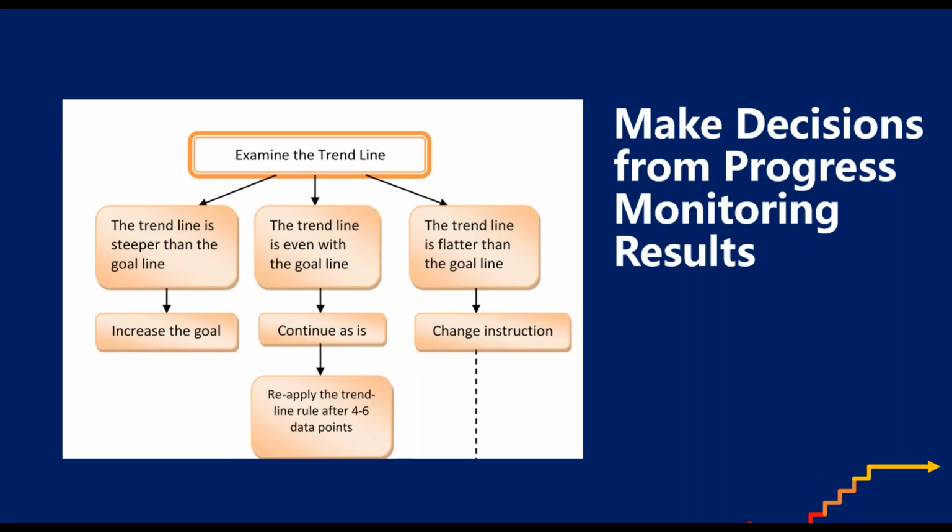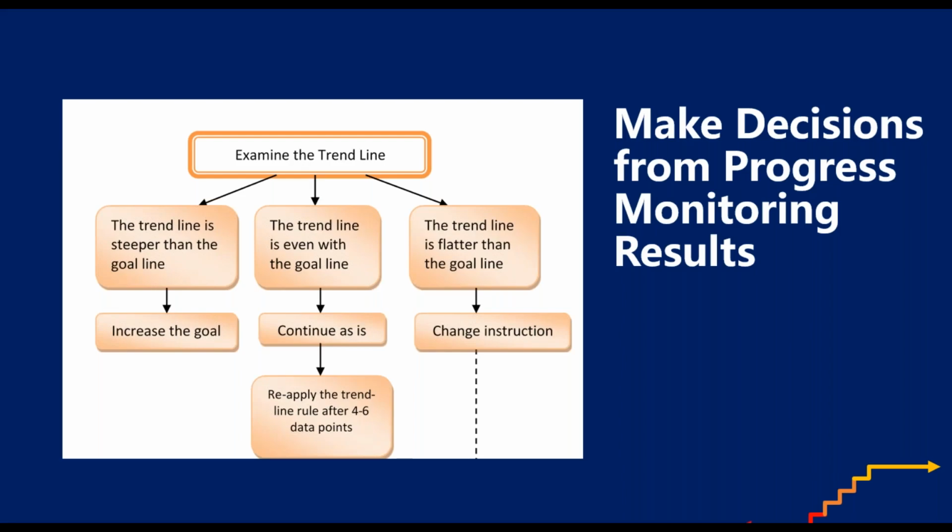So the image on this slide shows you some decision rules that can help you make decisions when you're examining that trend line. So you'll want to ask yourself, is the trend line above the goal line? If so, that student's on track to exceed their goal. That's wonderful. So you should just keep doing what you're doing, maybe consider even increasing their goal. Maybe we set that expectation too low.